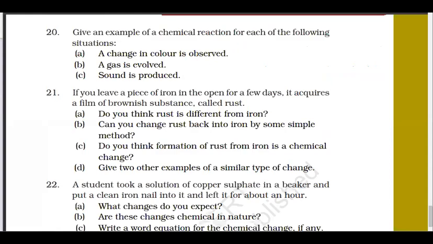Now, next. Give an example of a chemical reaction for each of the following. Okay, so this you have to write. Everyone, please write. A change in color is observed. A change in color is observed. So this is a reaction in which a color change is observed, right? So you can just say the reaction that we already studied, iron plus copper sulfate.